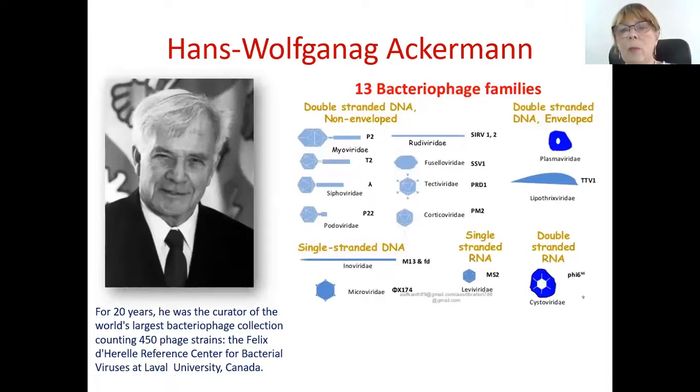Today we know that there are more morphological types of bacteriophages, and Hans Wolfgang Ackermann was the first person who performed classification of bacteriophages according to their morphology. According to his classification, certain bacteriophage families exist, which include double-stranded DNA types, and also single-stranded RNA and double-stranded RNA types, and single-stranded DNA types of bacteriophages.